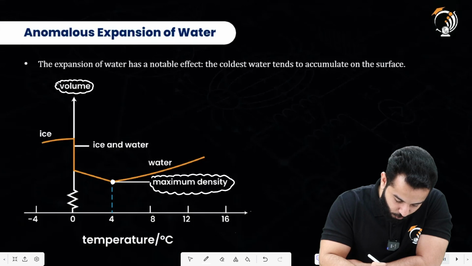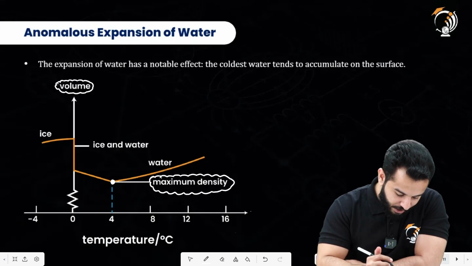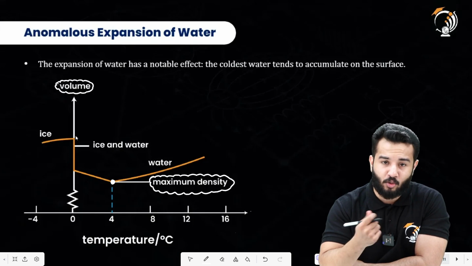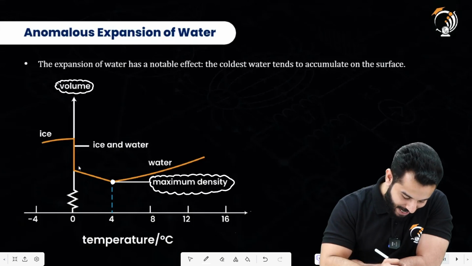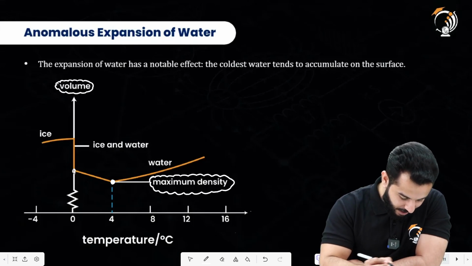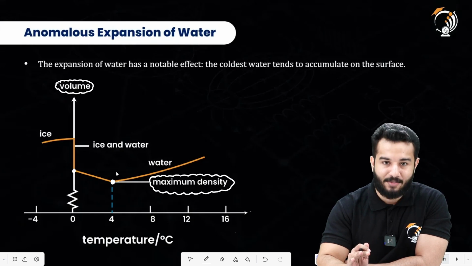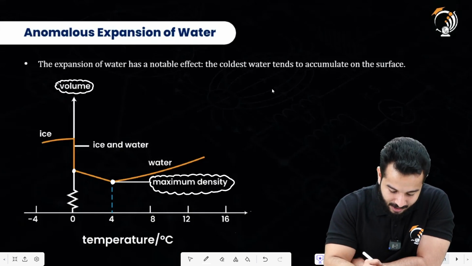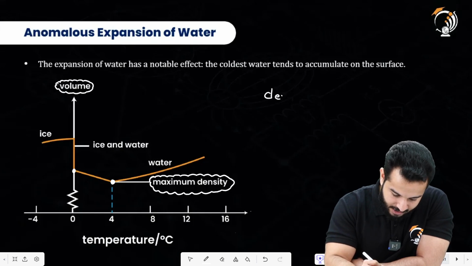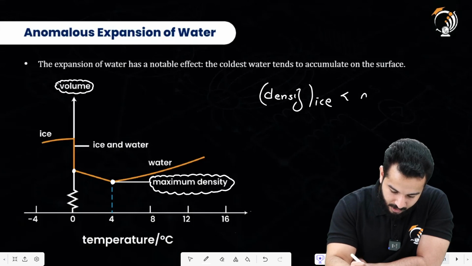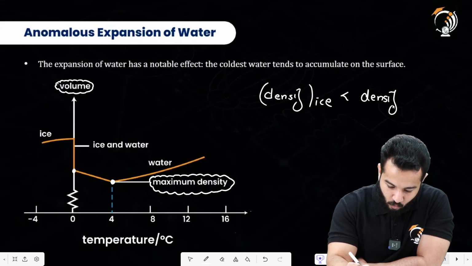What happens after 4 degrees Celsius? After 4 degrees Celsius, its volume actually starts to increase, and the density starts to go down, right? And at 0 degrees Celsius, again, we are seeing that it is not at the maximum density. It basically means that ice has lesser density. Ice has less density than water, and that is the reason that ice floats on water.